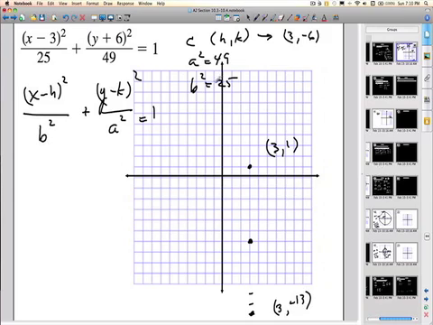I take the square root of b squared, that's going to be 5. That's going to be in the x direction, right or left. 1, 2, 3, 4, 5. And now here's my ellipse.